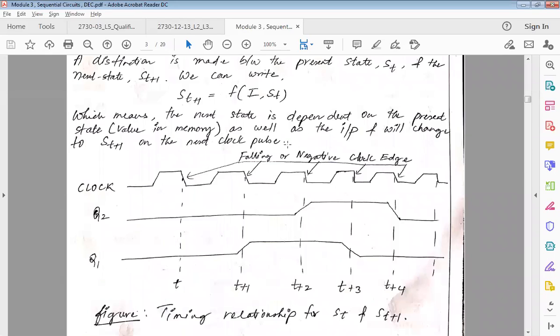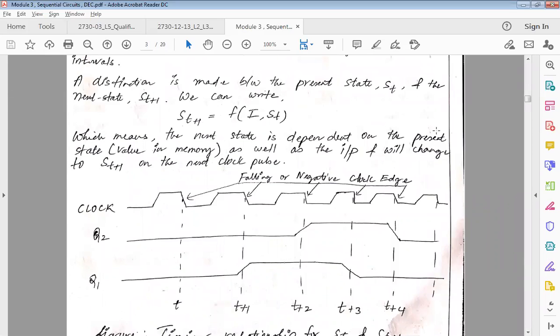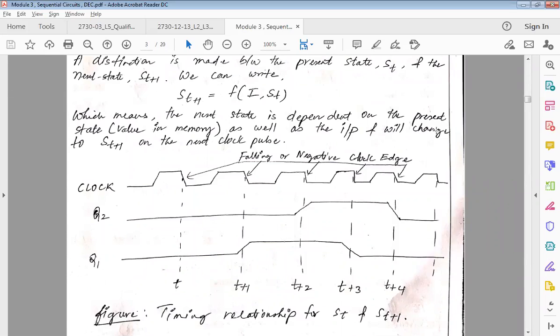which means the next state is dependent on the present state. If I want to know what is going to be the next state, then I will have to know the present state. It's just like data analytics. If I want to know what is going to happen after probably 5 years, if the same trend continues, then I will have to know the present trend. Only then can I predict the model and say what is going to happen after 5 years.